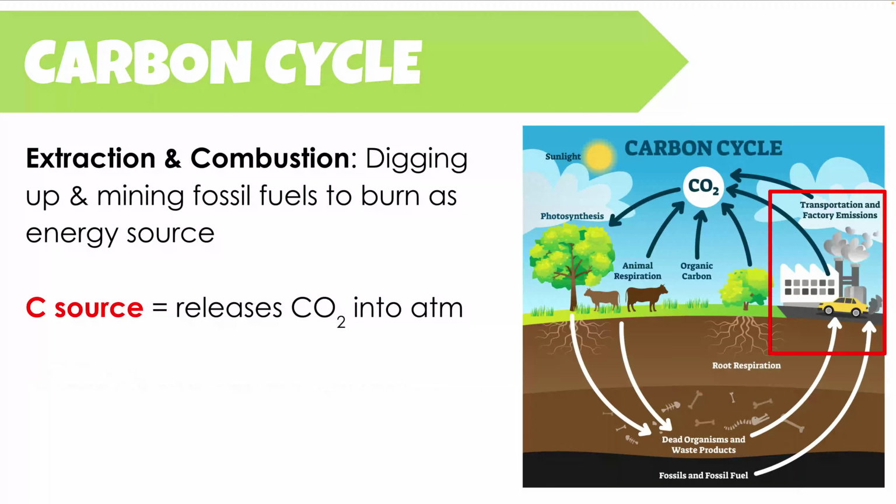Then the next two processes we're going to talk about together are both extraction and combustion of carbon. So extraction would be the digging up of carbon that is underground. Think of those fossil fuels. And then we are going to burn them. That's where combustion comes in. The process of burning things that contain carbon releases carbon dioxide back into the atmosphere. So the step of combustion is a carbon source because more CO2 goes into the environment than is being stored.